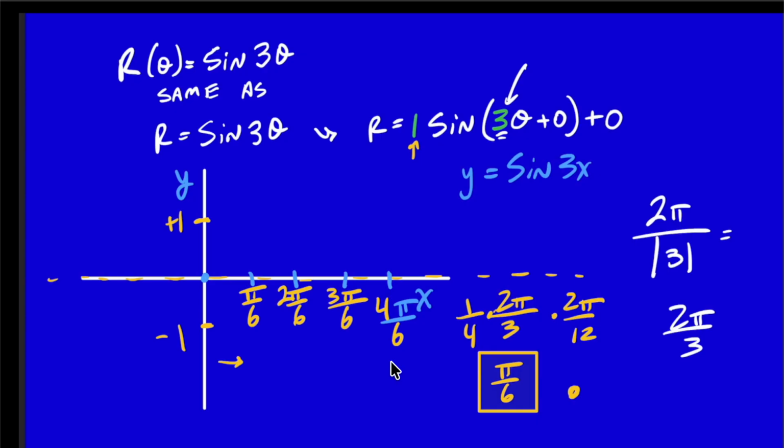Okay, so now folks, we're going to go ahead and graph. We're going to start at 0. We're going to go to our maximum 1/4 of a period later. Then we're going to be at the midline. Then we're going to be at the minimum. Then we're going to be at the midline. So this is our sine function. And we are going to use these values to graph this on the polar coordinate system.